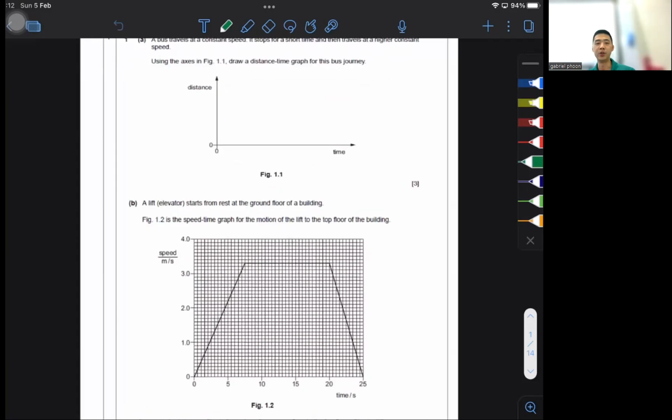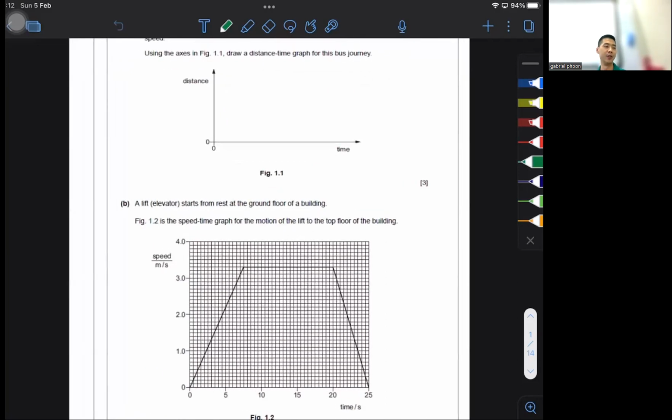Alright, guys, you have roughly 3 more minutes to attempt the first question. Then we're going to discuss the answers. If you feel that you are doing much faster than the rest, you can attempt the rest of the questions as well, guys.